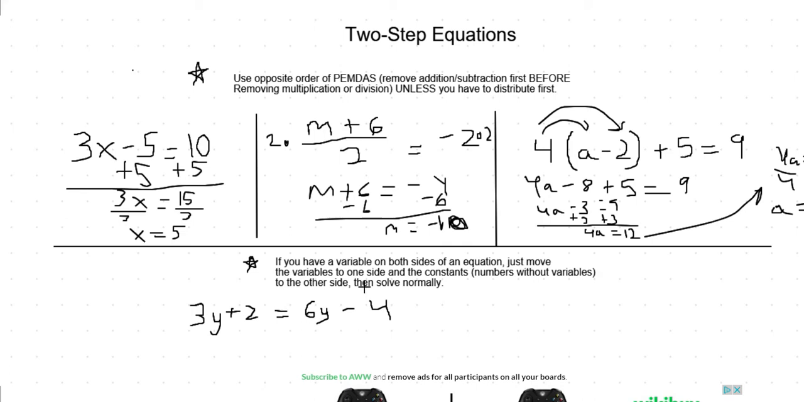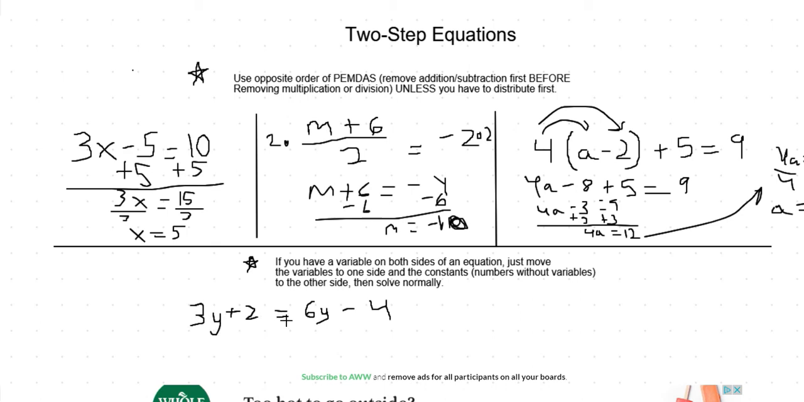And if you see an equation that has variables on both sides, the key is to just move the variables to one side of the equation by using those opposites, opposite signs, opposite operation, and move the constants or the numbers without the variables to the other side. So in this case, what I usually like to do is pick the side with the highest variable, the most positive or most negative one, and move the other one to the side with the highest variable. It usually makes it easier to solve.